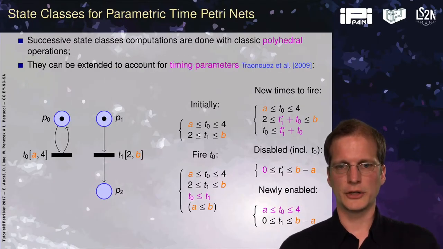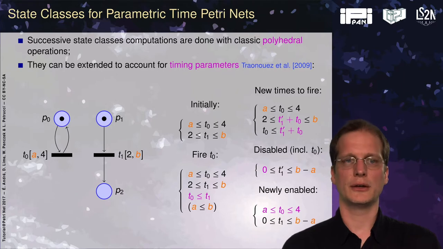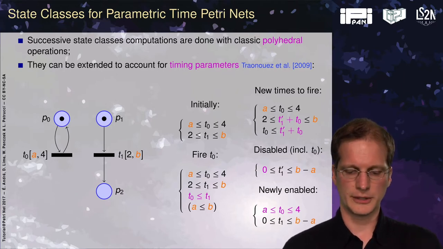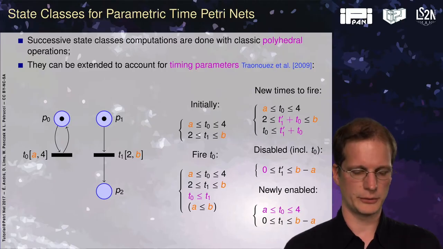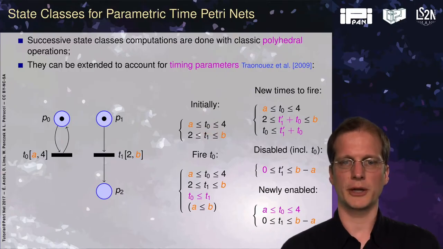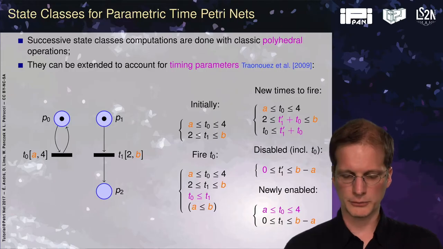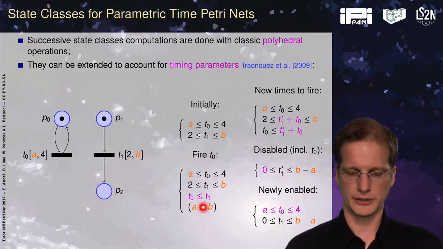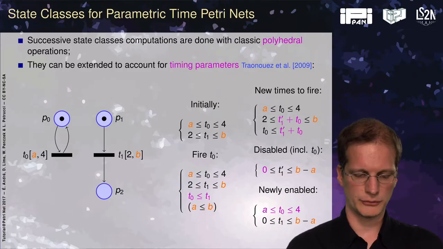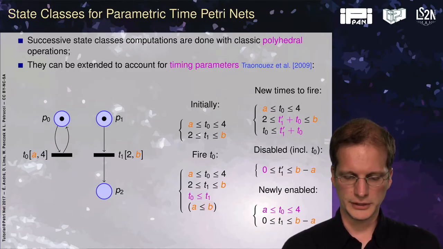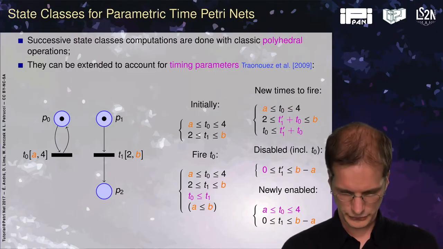So now, if we want to do the same thing with parameters, then it's just the same, except that we will have parameters. So here, say we have a parameter here and here. Then we can just replace all the constants by parameters, and everything will work the same, except that some constraints on parameters will appear. So here, obviously, if I want to fire this transition, then it means that A was less than B, and actually this comes from these three inequalities.